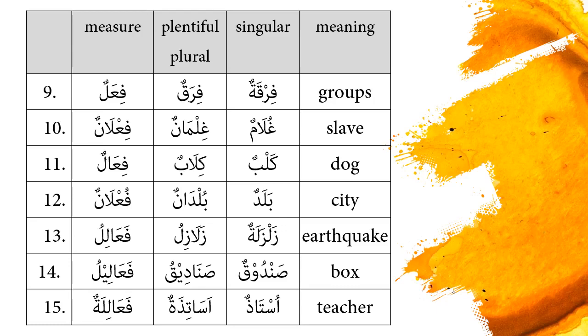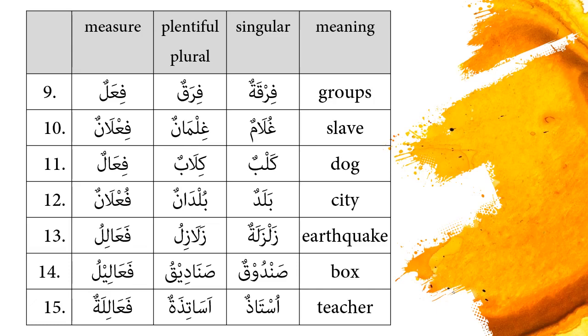Number 10, فعلان. The plentiful plural is غلمان. Singular is غلام and the meaning is slave. The 11th measure is فعال. The plentiful plural كلاب. Singular is كلب. The meaning is dog. The 12th measure is فعلان. The plentiful plural بلدان. The singular is بلد, meaning city.